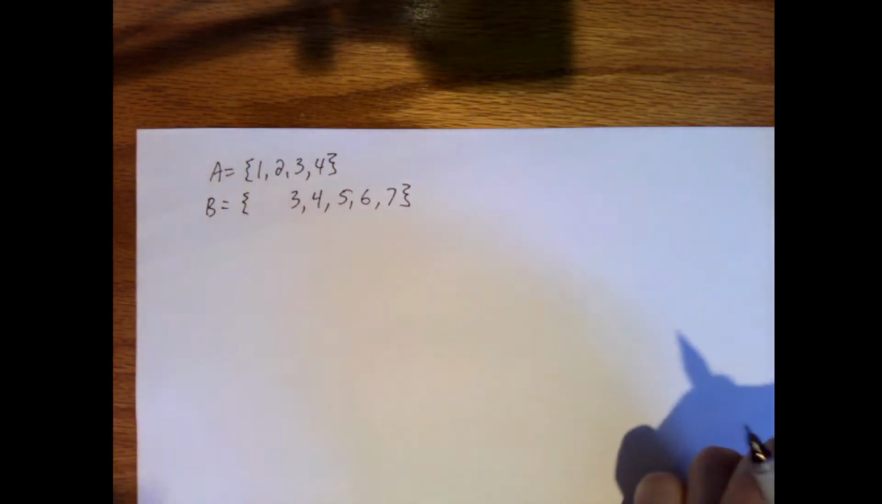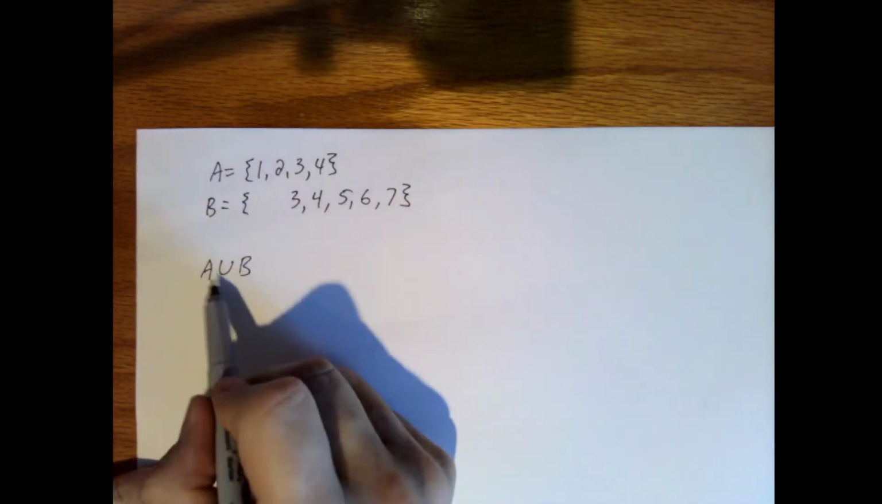Let's say that we have two sets. A contains the elements 1, 2, 3, and 4. And B contains the elements 3, 4, 5, 6, and 7. Now, we might want to produce the union of this, right?